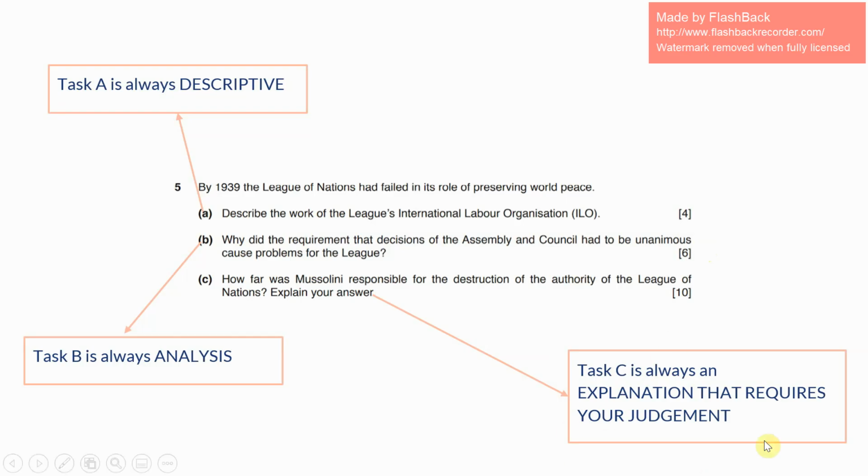And then C is always going to ask for an explanation that requires judgment. But on top of that, of course, you'll need to give examples and you'll need to give facts to prove that your explanation and your judgment are correct somehow. And it's always in the form of a short essay.